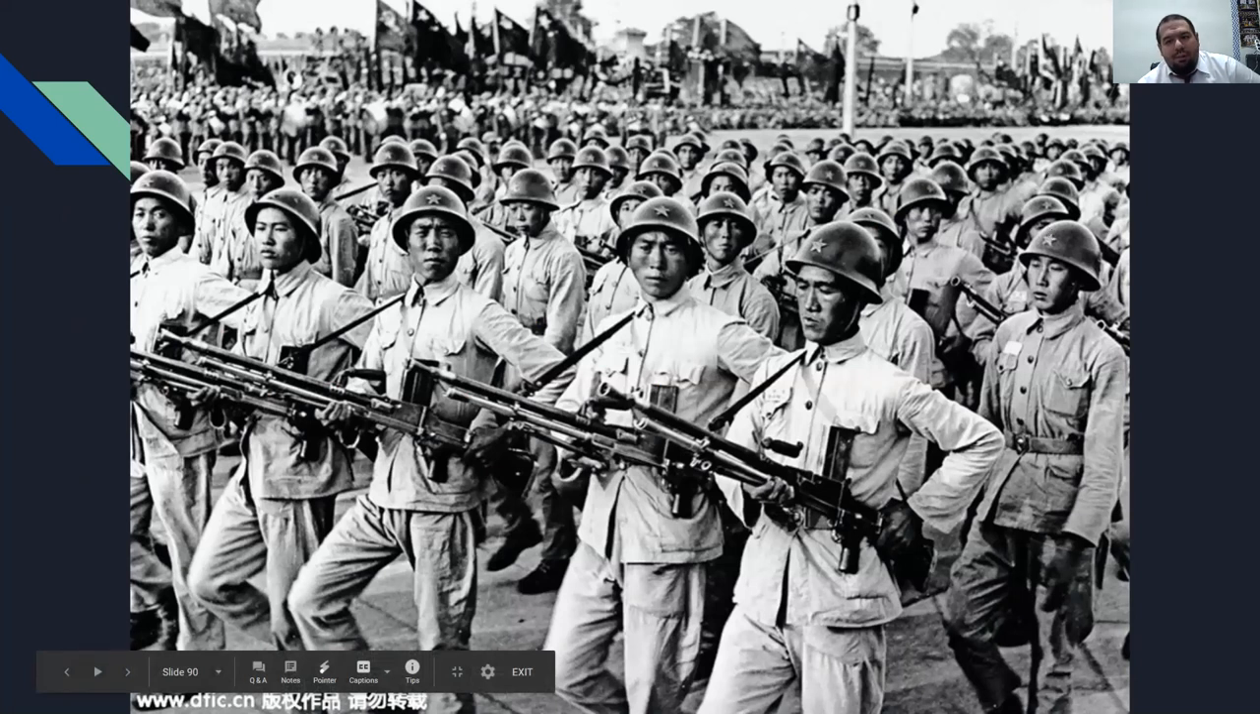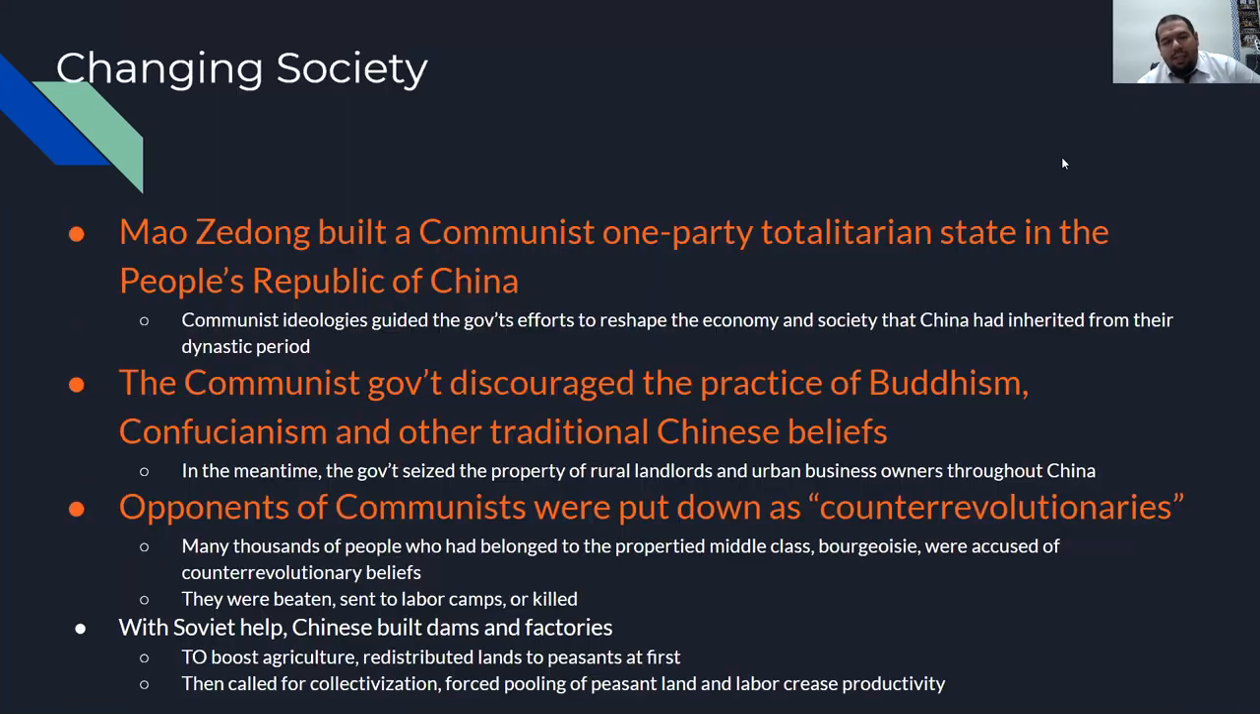I believe they're marching through and they're looking at Mao while the camera was taken. All right, the picture was taken.